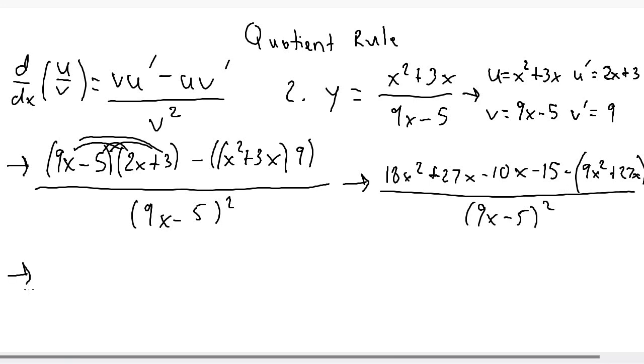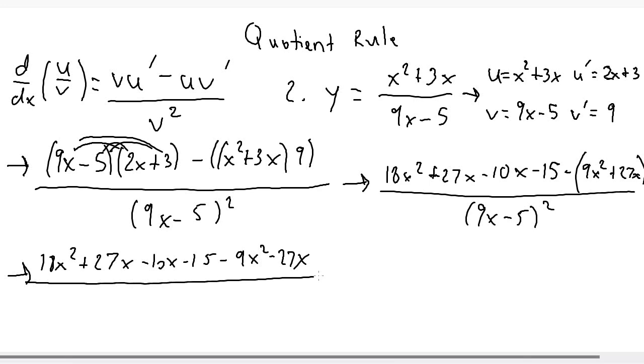So then to simplify even further, I'll distribute the negative to the 9x squared and 27x. And so 18x squared plus 27x minus 10x minus 15 minus 9x squared and minus 27x over 9x minus 5 squared.